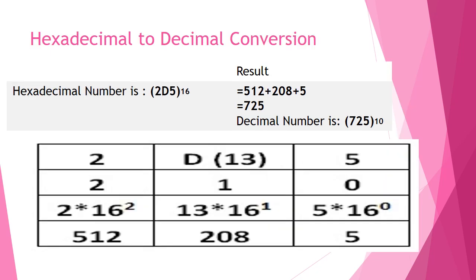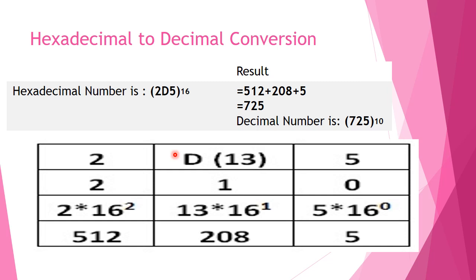Now next, hexadecimal to decimal conversion. Here also I have taken an example, 2D5. Since hexadecimal has base 16, 16 digits are used, so that's why 2D5. Now first write like this: 2, D and 5. Here I have just taken D only. If it is A or B, you have to take values accordingly, right?